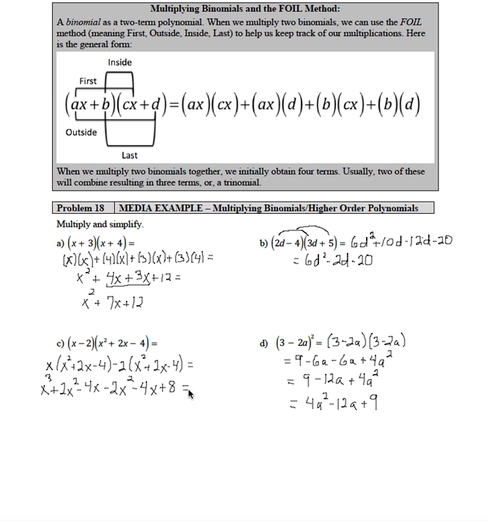Now I just need to combine my like terms. X cubed does not have any like terms, so I'm going to leave that as x cubed. 2x squared minus 2x squared, those are going to go away. So that goes to 0. Minus 4x minus 4x becomes minus 8x. So those are gone now. And then plus 8. And that gives me my final result. There are other ways to multiply a binomial times a trinomial, but I believe this method helps you keep track of your terms and all of your signs.